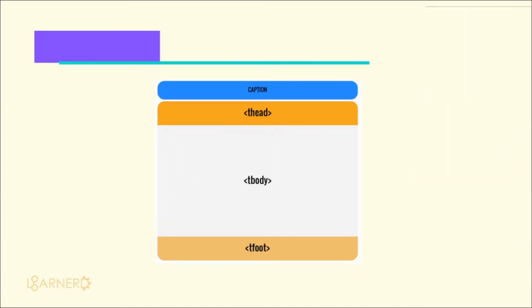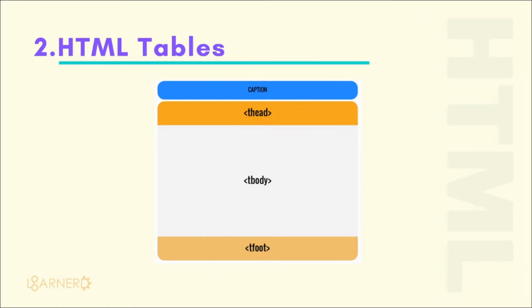Moving forward to our next slide, there are tags which are basically used to represent a particular section in a table. So for the header section of the table, we have a thead tag. For the body of a table, we have the tbody tag, and for the footer of the table, we have the tfoot tag, as the name depicts.